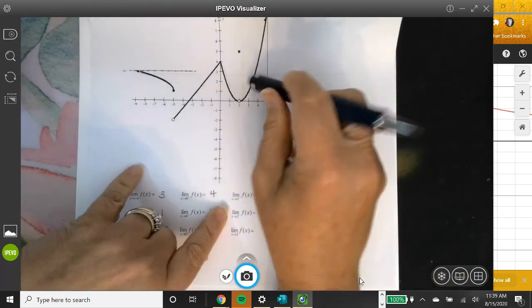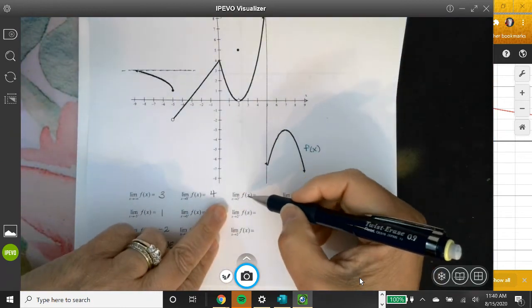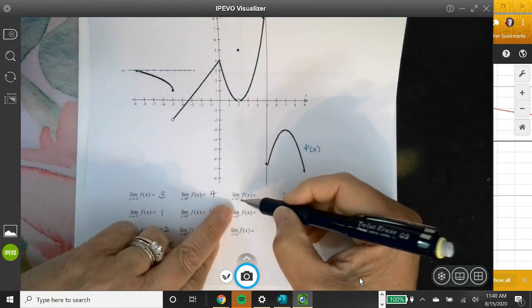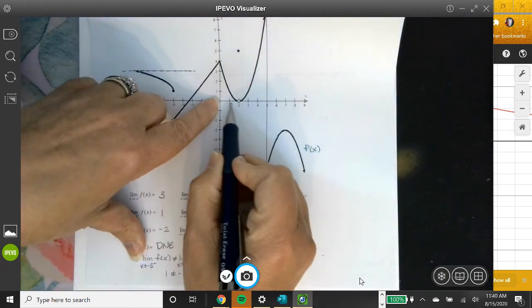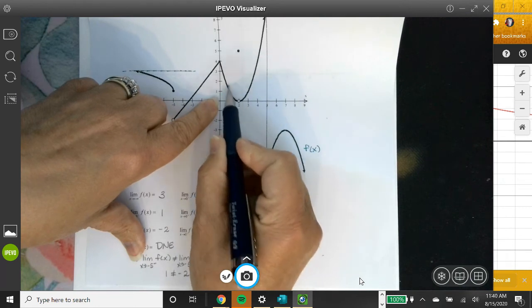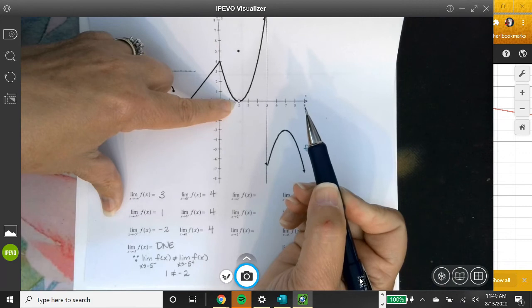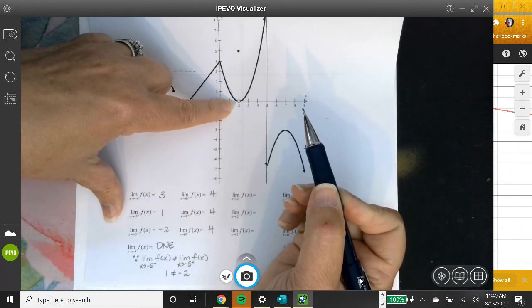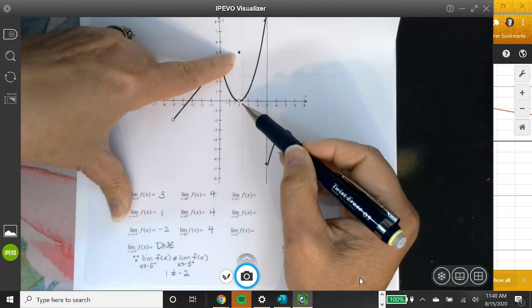Next one. This one's a little bit tricky, but you guys can handle it. The limit of f of x as x approaches 2 from the left side. So as I get closer and closer to 2 from the x direction, the y is getting closer and closer to, what is the y that I expect to reach when I get to 2 in the x direction? Well, I expect to hit 0. But wait, my function value is up here and it says it's 5.